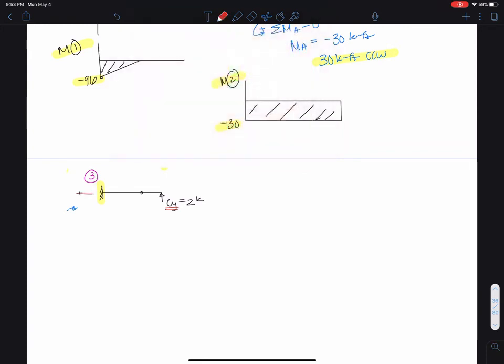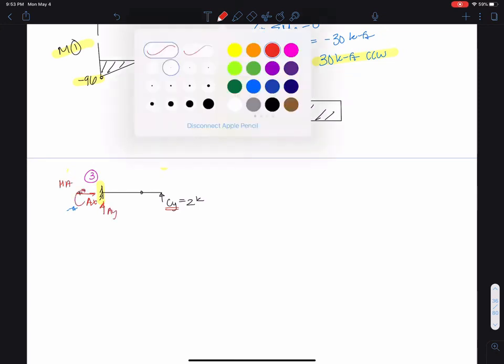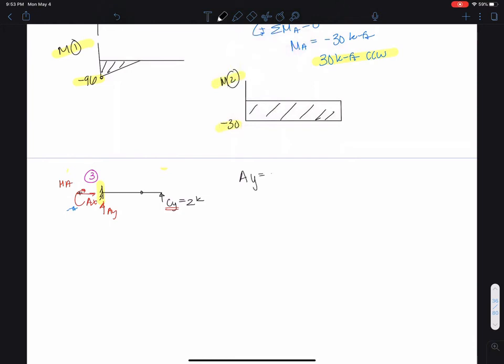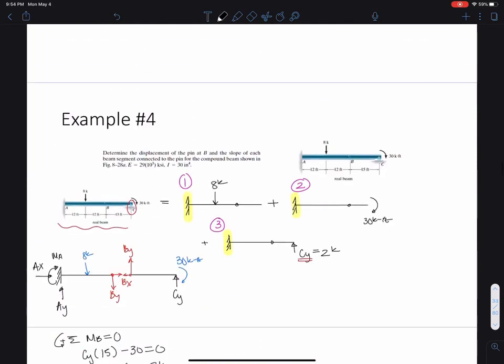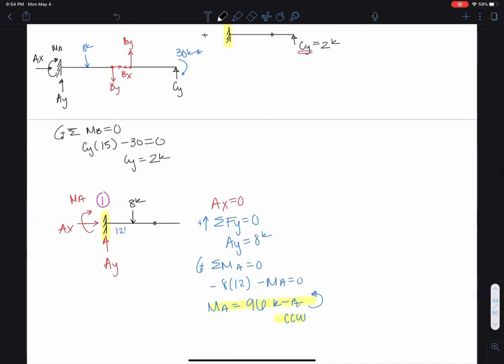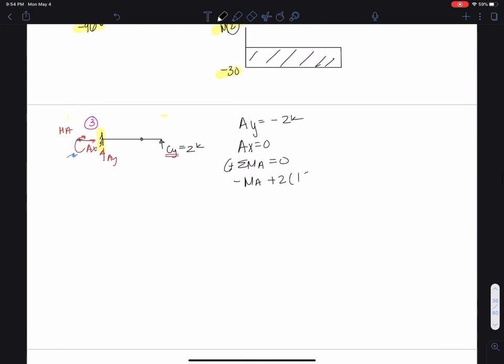Once again, we have our AX, AY, MA. We're going to say that AY now is equal to negative 2 kips. It should be going in the opposite direction. AX equals 0. Sum of MA equals 0. Counterclockwise is positive. Negative MA plus 2 times, what was the length? 15 plus 24 equals 0, and if we solve all of this, we get MA equals 78 kip feet. Okay, and we put it in the right direction already.